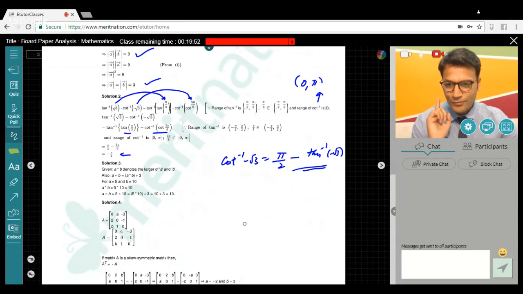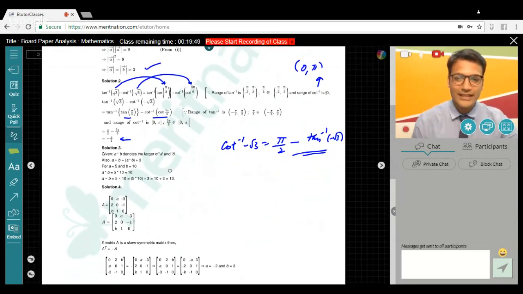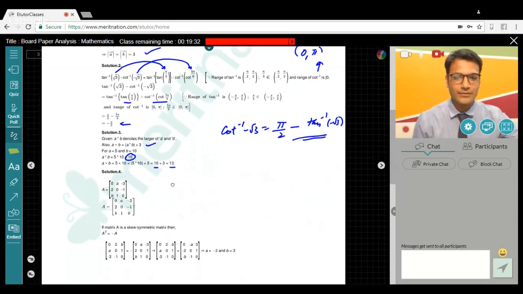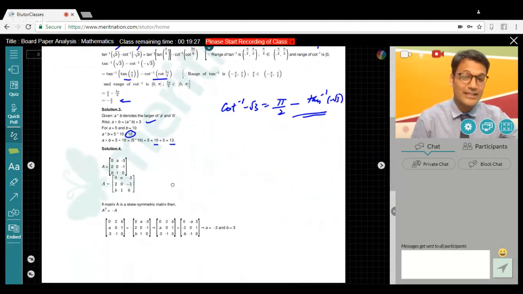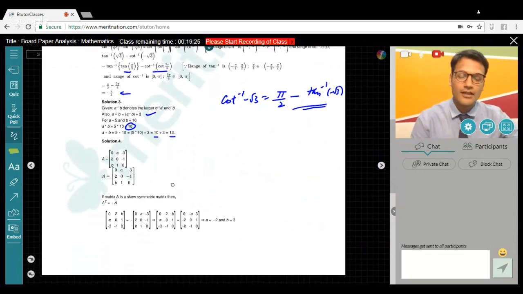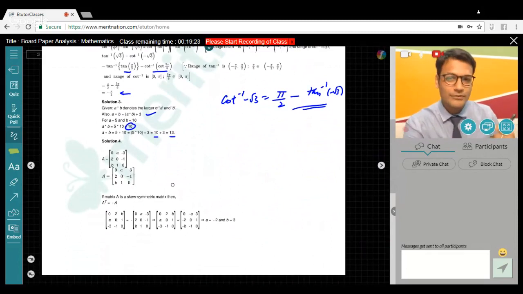Question number 3 was again an easy, direct question on binary operations. The operator is given to you. You figure out the largest value between A and B, as it states. The largest value between A and B is 10. You can replace it over here, add them, and you have your answer. These were simple questions. You don't have to waste time elaborating all the steps, because these were 1 markers. You can skip a few steps if you want.